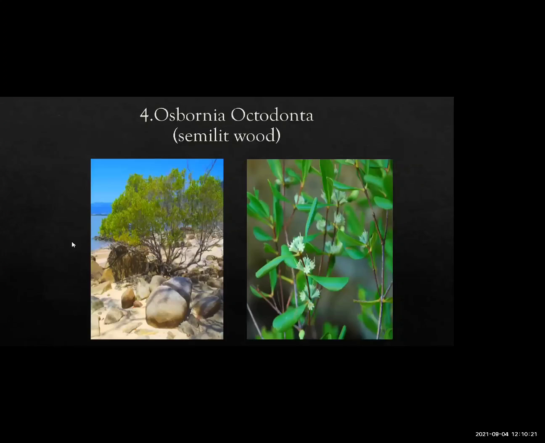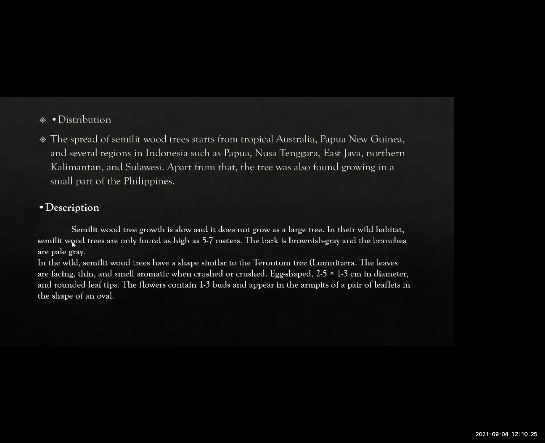4. Osbornea octodonta or smilet wood. Distribution. The spread of smilet wood tree starts from tropical Australia, Papua New Guinea, and several regions in Indonesia such as Papua, Nusa Tenggara, East Java, Northern Kalimantan, and Sulawesi. Apart from that, the tree was also found growing in a small part of the Philippines.